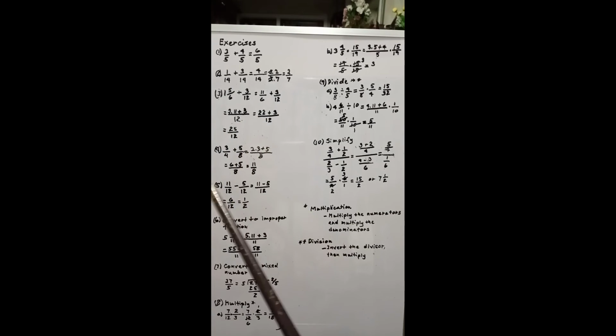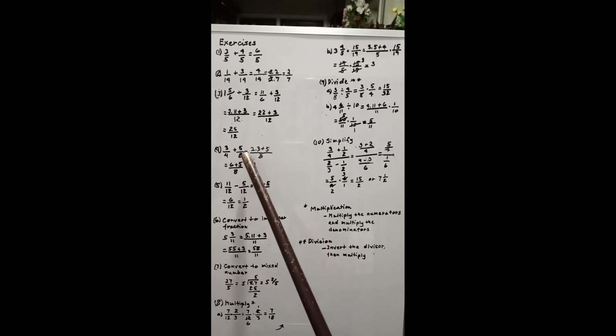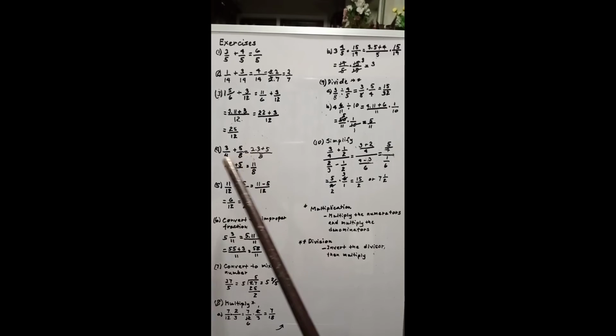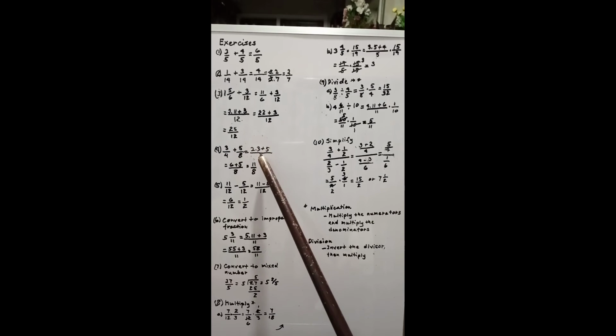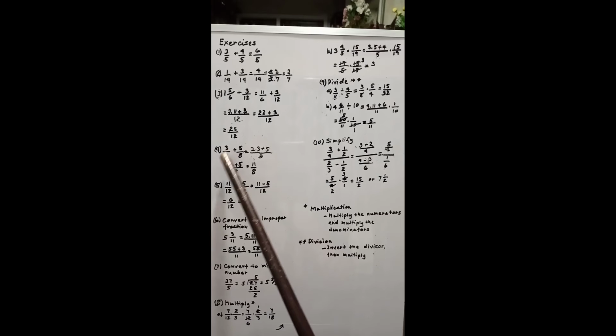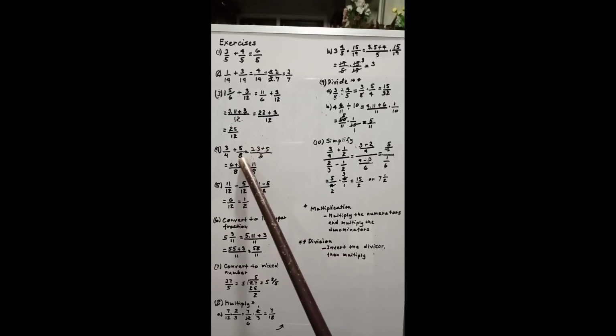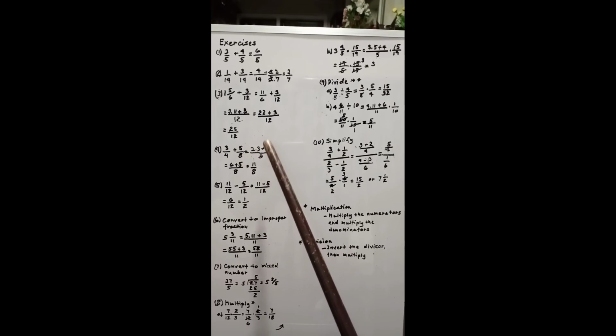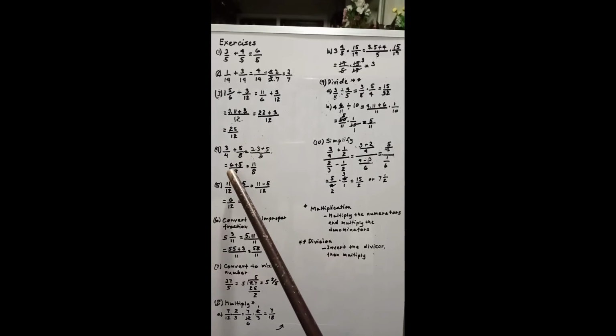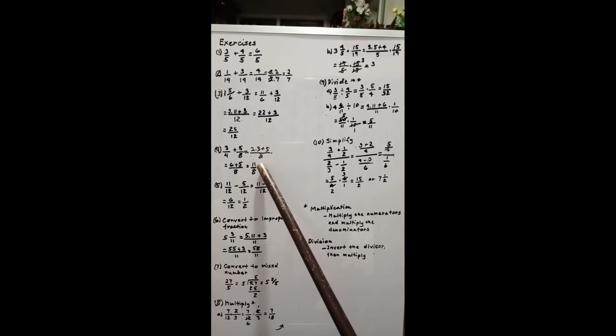Now let's go to number 4. 3 over 4 plus 5 over 8. Now again, the denominators are different, so we have to use the LCD, which is 8. So 8 divided by 4 is 2 times 3. And then 8 divided by 8 is 1 times 5. So 2 times 3 is 6, so you have there 6 plus 5 over 8. So the answer is 11 over 8.